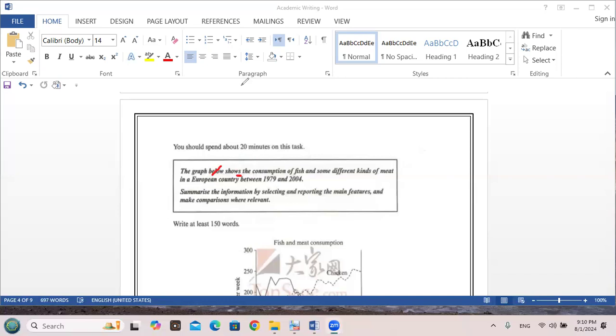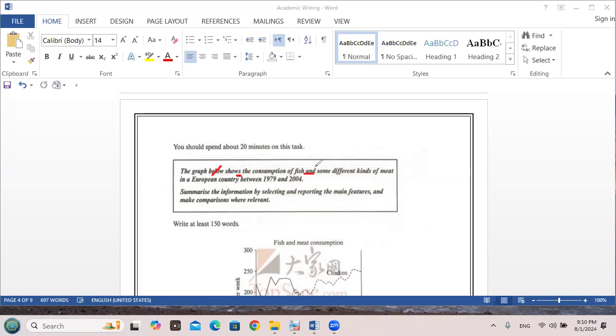Here we have shows. As I told you, we can just remove the word below, and then for shows, we can write gives information on, gives information about, highlights, sheds light on, the consumption of fish and some different kinds of meat. Instead of writing the consumption, you can write how much fish, and some different kinds of meat, you can remove some. And we can remove different, you can write various, types, sorts, but here you can just write them. You can say fish, and when you have and, you can replace it with as well as, in addition to, accompanied by, together with. You don't have to write and.